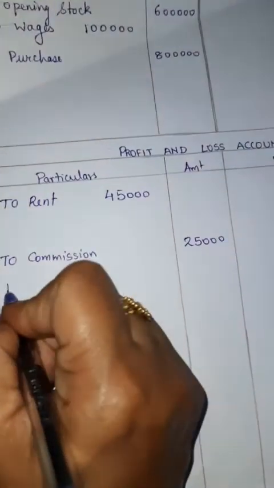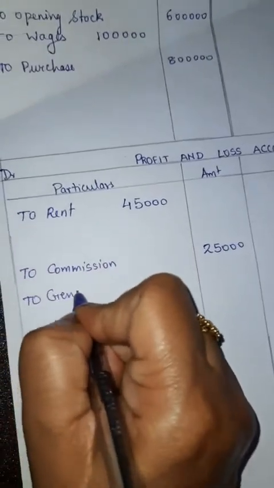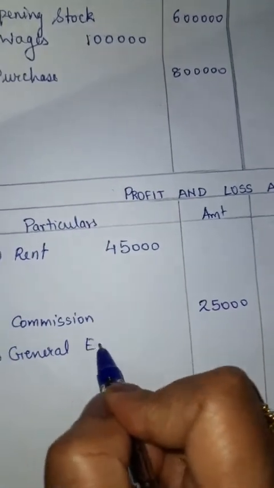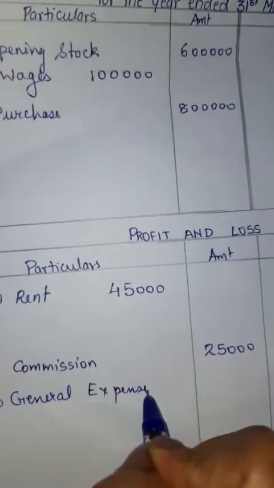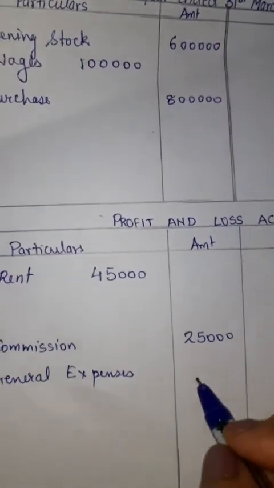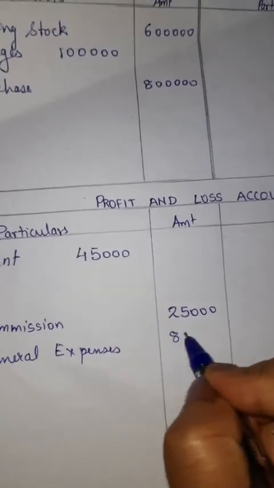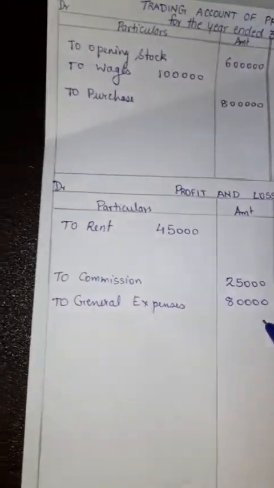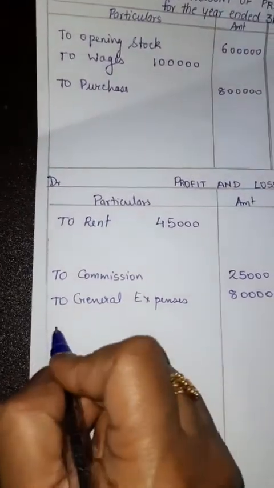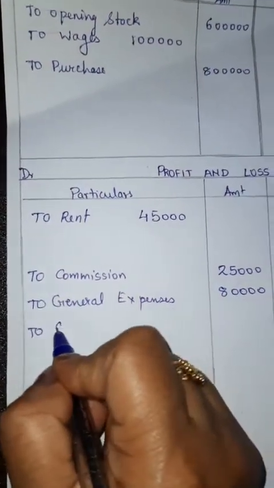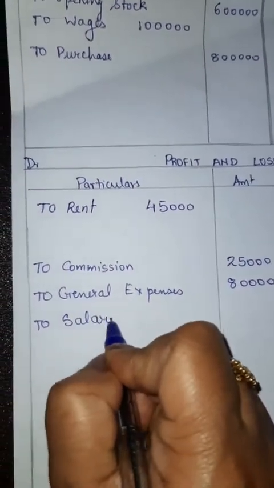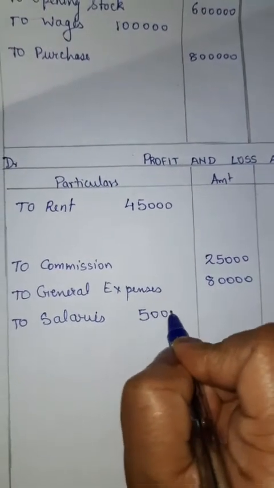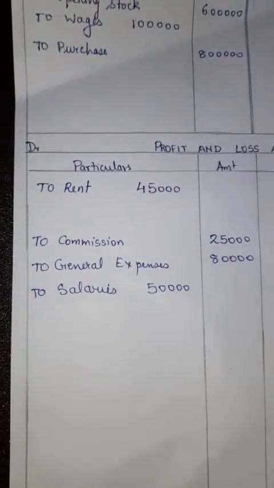Then comes general expenses. Again on the profit and loss debit side, general expenses, 80,000, profit and loss account debit side. Next is salaries. Again profit and loss account debit side, salaries, the amount is 50,000. Because adjustment is there, write down the amount in the inner column.